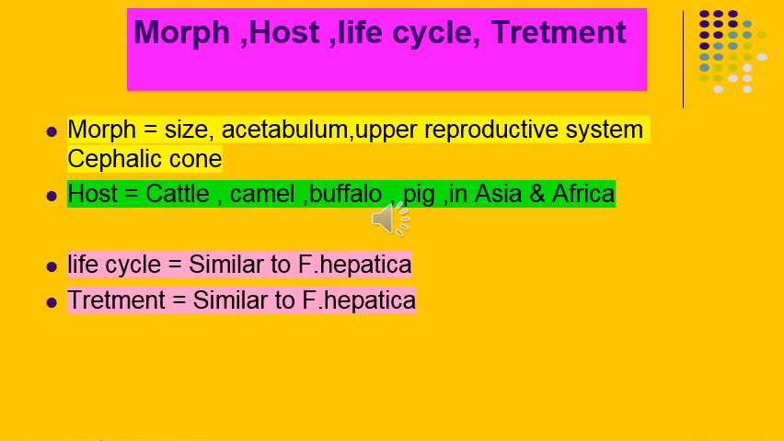The other important thing is that Fasciola gigantica and Fasciola hepatica look very similar to each other. The differences are the size, the acetabulum, which of course is bigger in Fasciola gigantica than in Fasciola hepatica, the upper reproductive system, and the cephalic cone. The hosts are cattle, camel, buffalo, and pig in Asia and Africa. The life cycle is similar to Fasciola hepatica, and the treatment is also similar.